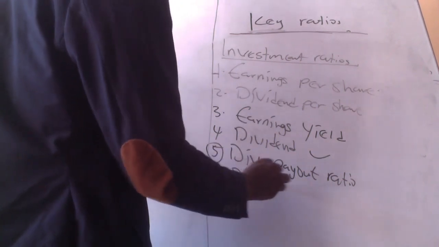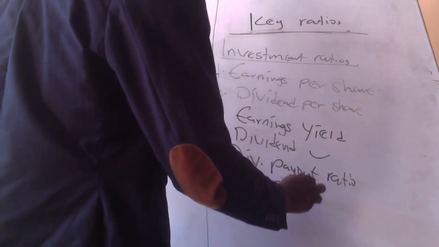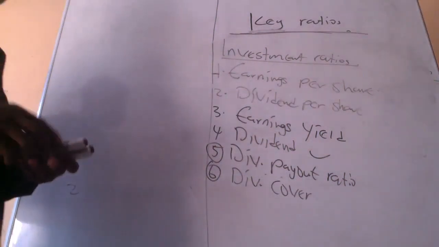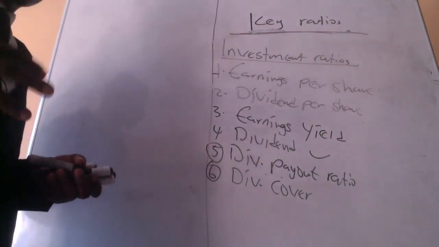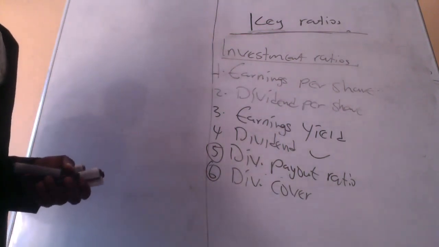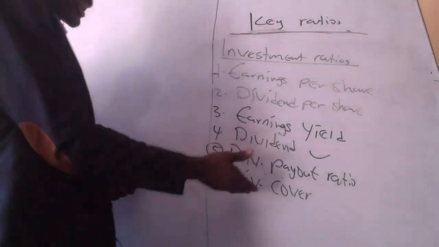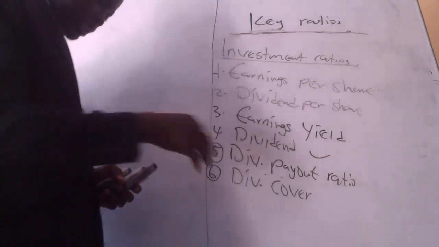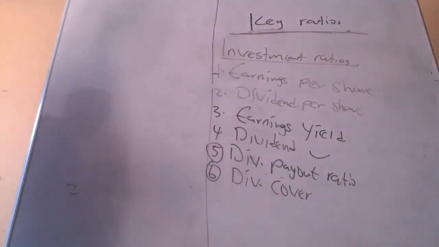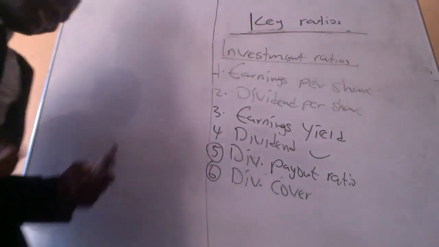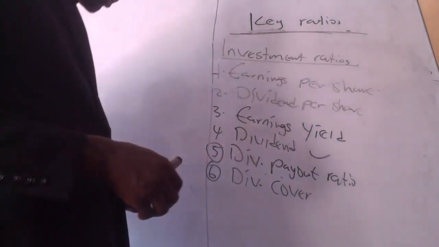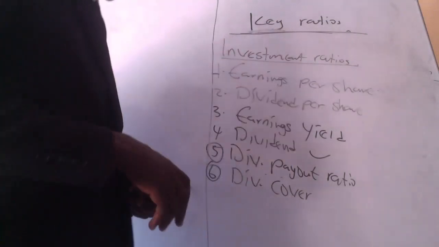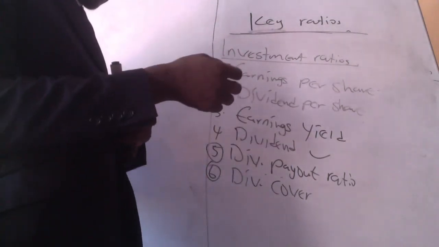Dividend cover. Anything cover is the number of times your ability, or the number of times you have control over that item. So the number of times the entity can cover each dividend using the profit which is available to pay for dividend. The entity will use its profit available to pay dividend, to cover for the dividend. So that's the dividend cover.